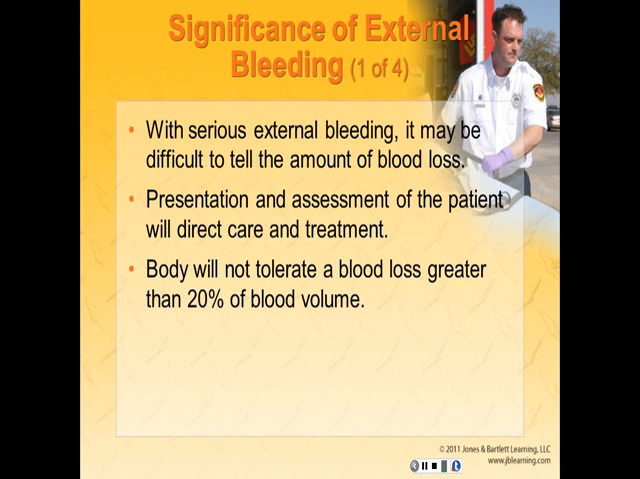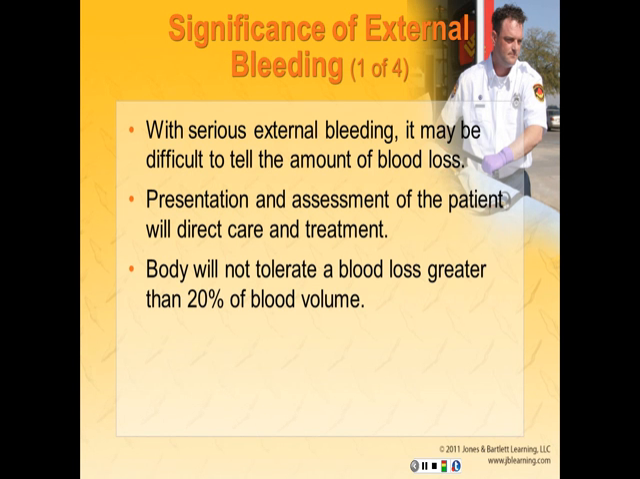Hemorrhage means bleeding. External bleeding is visible hemorrhage, and examples include things like nosebleed or any bleeding from open wounds. The significance of external bleeding: you have to understand that with serious external bleeding, it may be difficult to tell the amount of blood loss. Blood looks different on different surfaces, for example, if it's been absorbed in clothing versus diluted in water. You always need to attempt to determine how much blood your patient has lost, and the presentation and assessment of the patient will direct how you care and treat them.